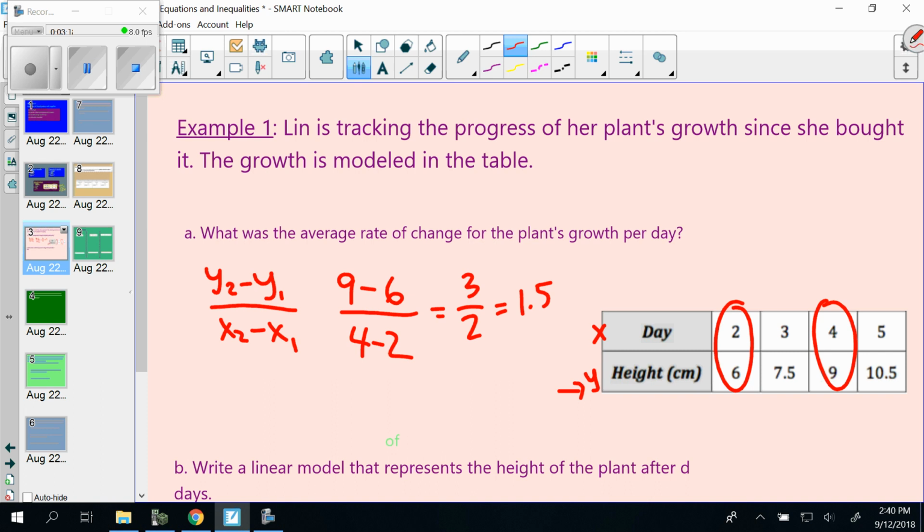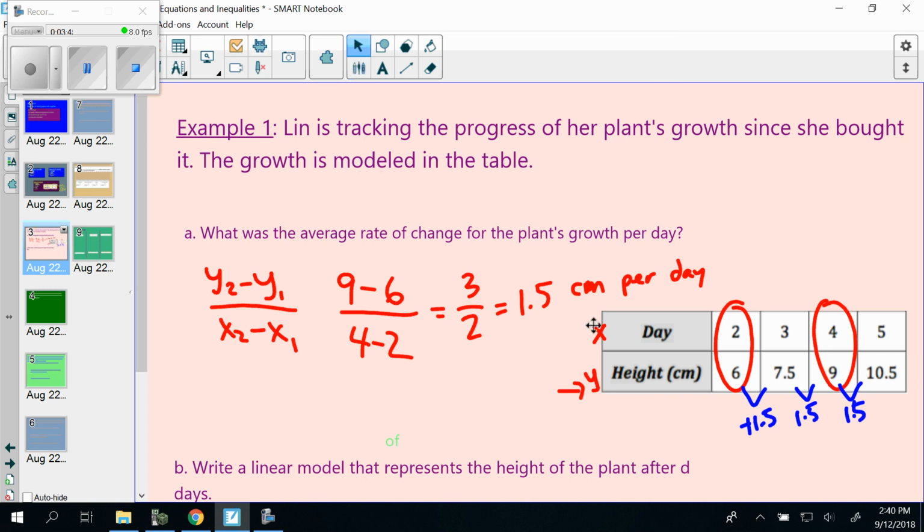And so what that's telling us is, on average, the plant is growing 1.5 centimeters per 1 day, per day. So that's the average growth, 1.5 per day. And if you look at the table here, we can see that it's going up on average 1.5 every time, it's increasing by that.